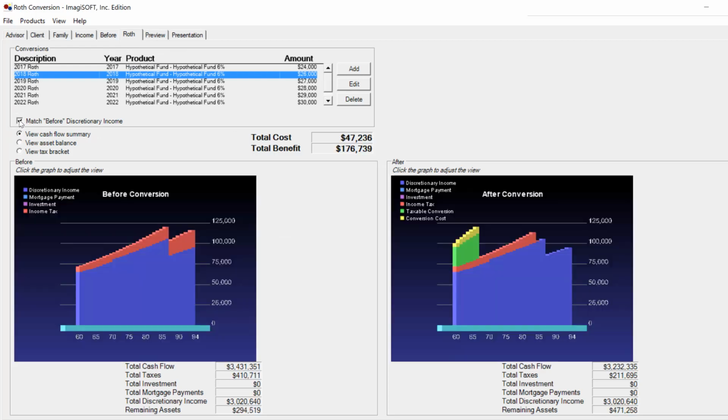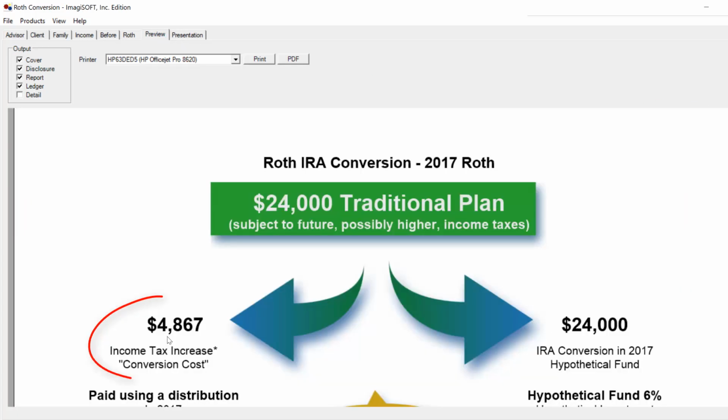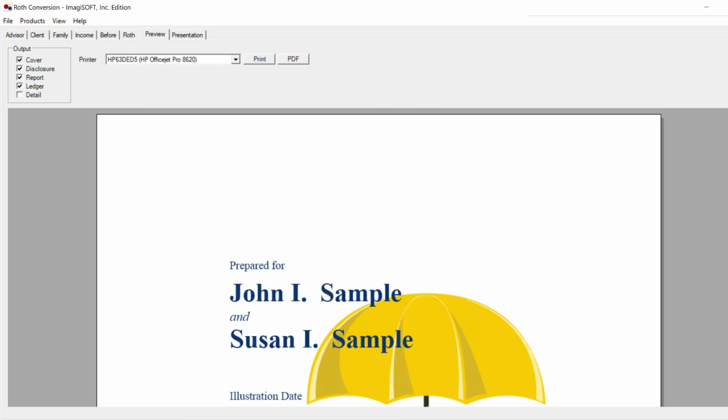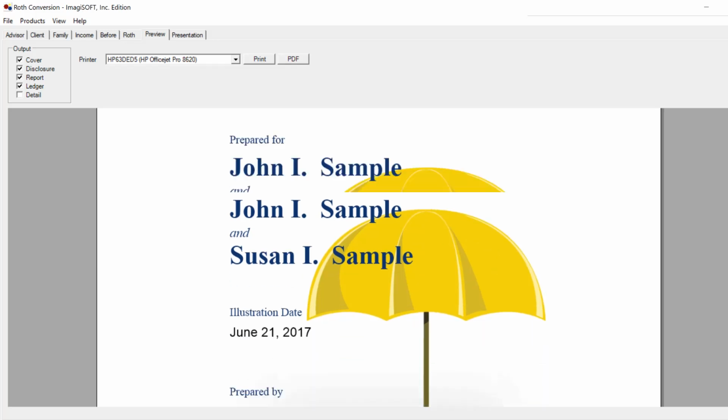Then we clicked the match the before discretionary income, and that's why these charts look essentially the same. When we do this conversion, this green is the money that is becoming Roth. The yellow right here is what we call the conversion cost. So going back to that umbrella, roughly $5,000 is the conversion cost, and that's outlined by the yellow. But let's go back to the very beginning of this printout.